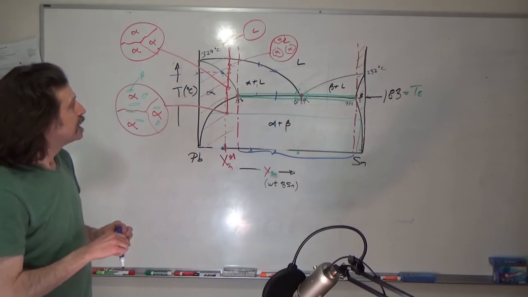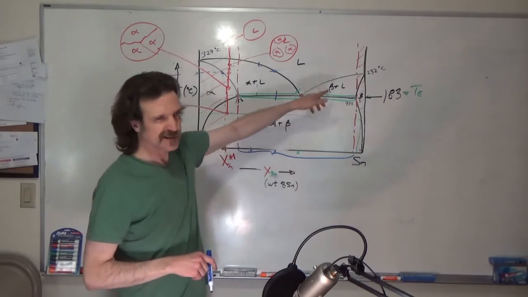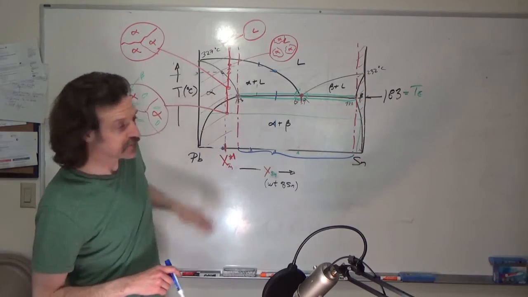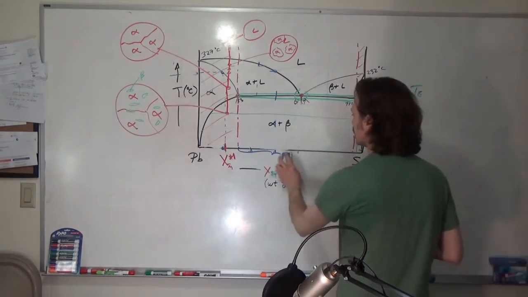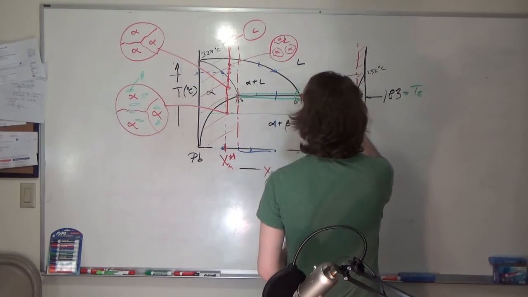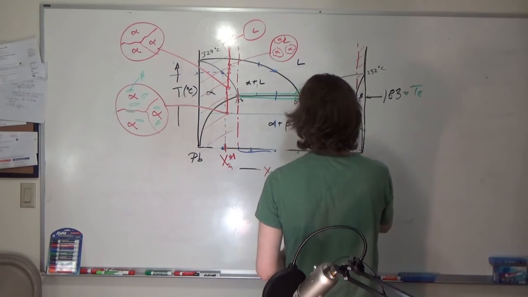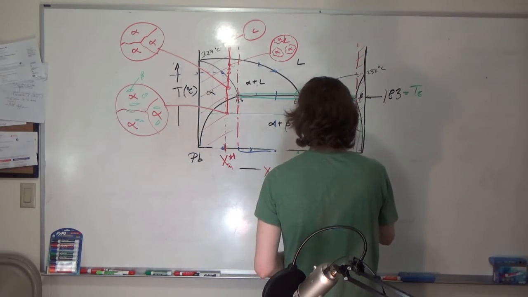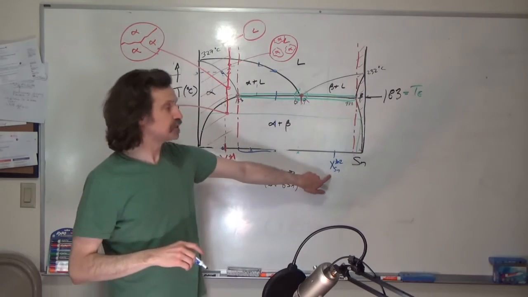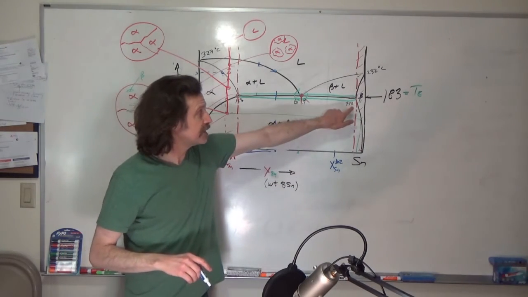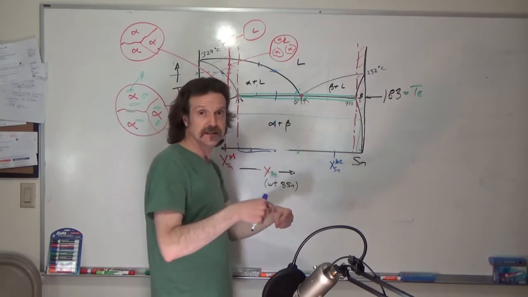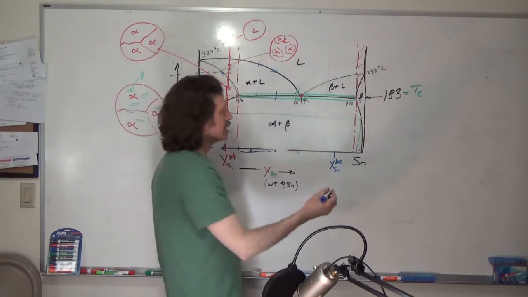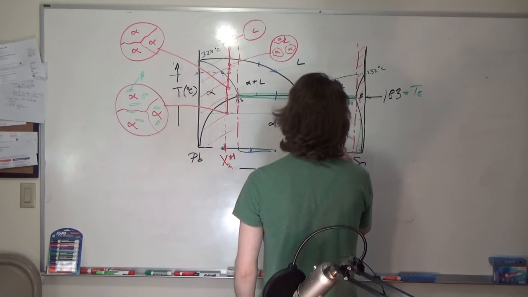So let's pick a composition over here on the right, and that's just to get us away from the work we've done on the left side. And let's say we pick a composition, let's pick XSN star 2. So it's to the left of the 97.8. We put our lead and tin into our crucible, heat it up. It's now liquid.